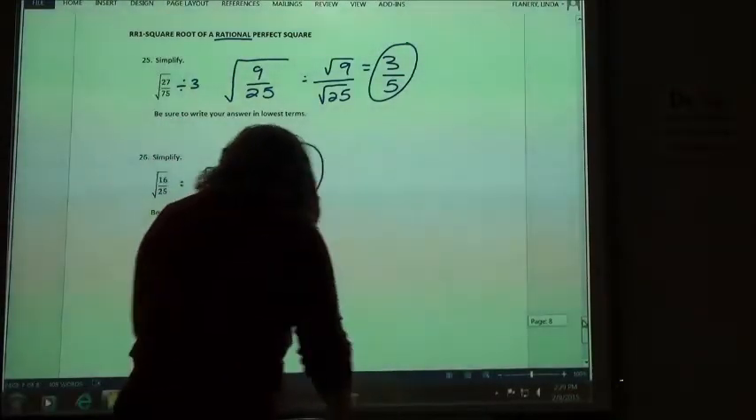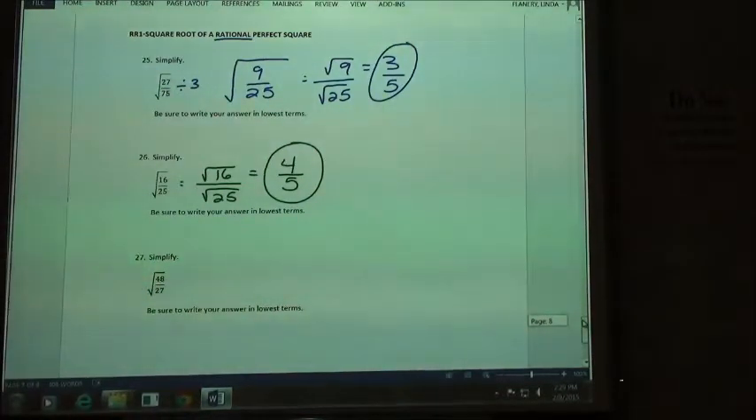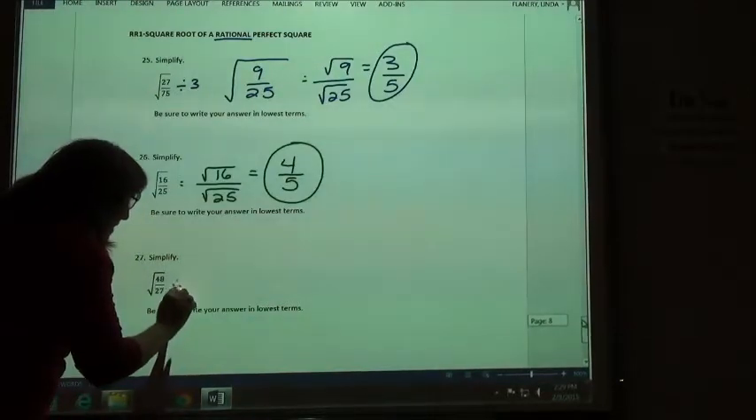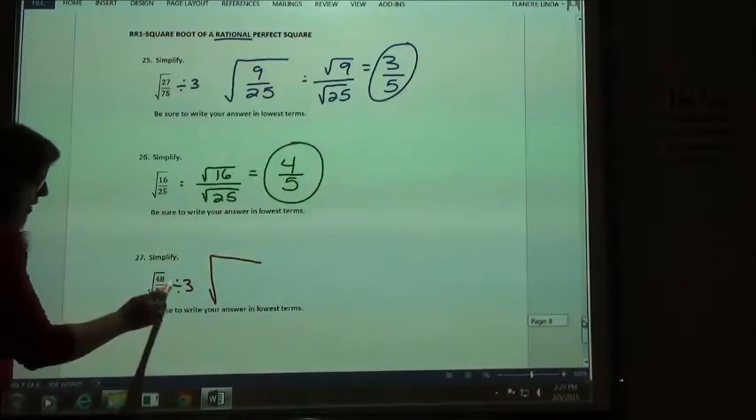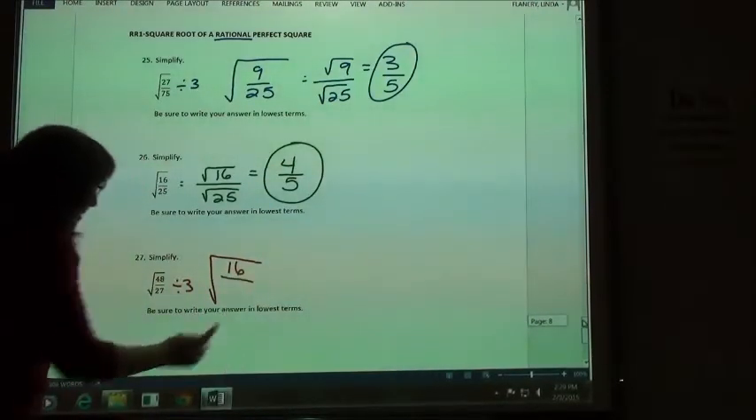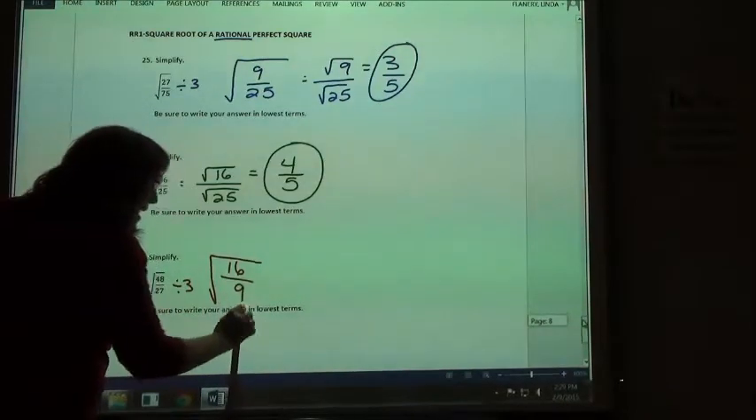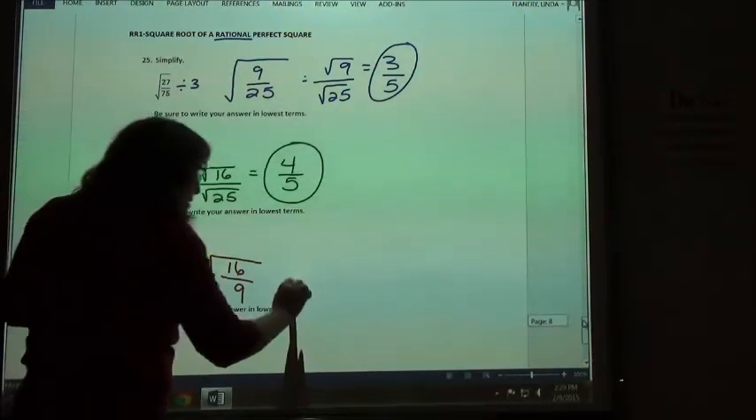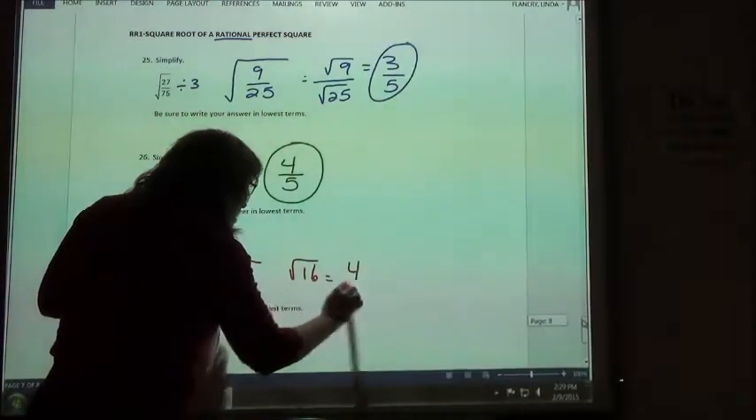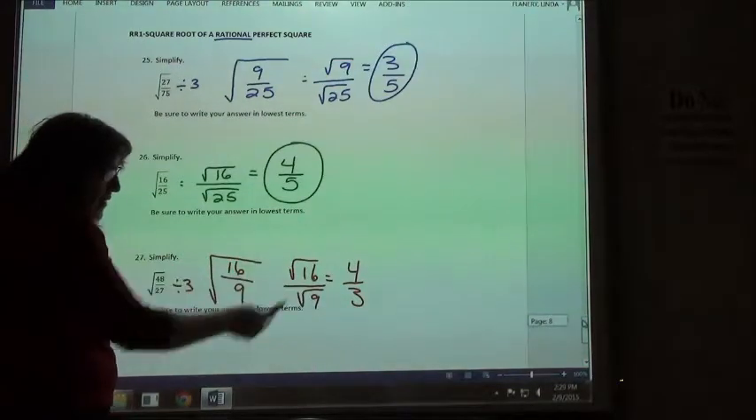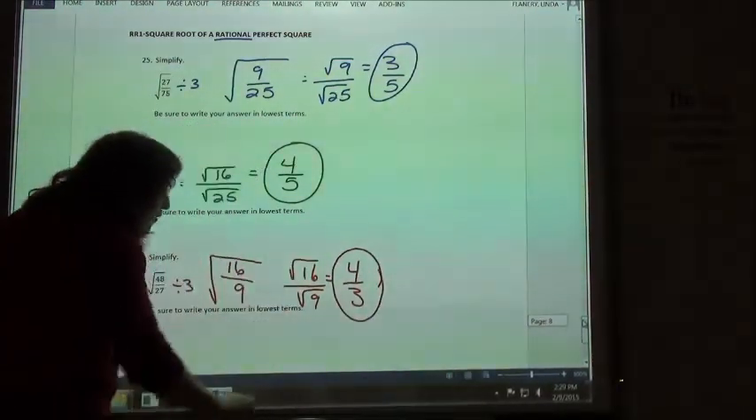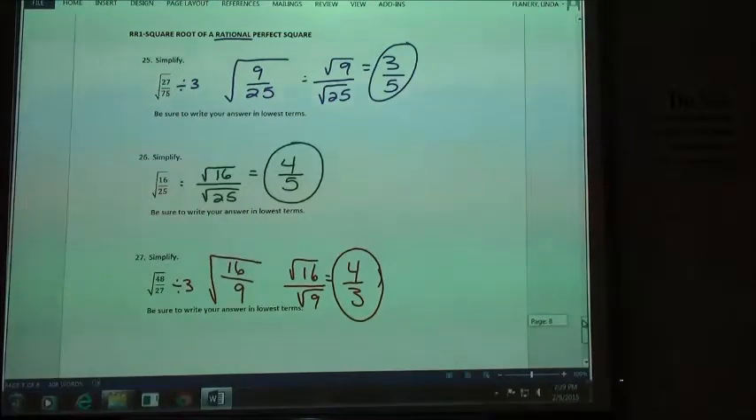And then number 27, again, I look at that and say, oh, I don't have perfect squares, which tells me I should be able to reduce my fraction. These, again, are divisible by 3. Still under the square root, 48 divided by 3 is 16. 27 divided by 3 is 9. Now I can do my square roots. The square root of 16 is 4. The square root of 9 is 3. I'm not going to write the mixed number. I just leave the fraction in simplest form, in lowest terms, so 4/3 is my answer.